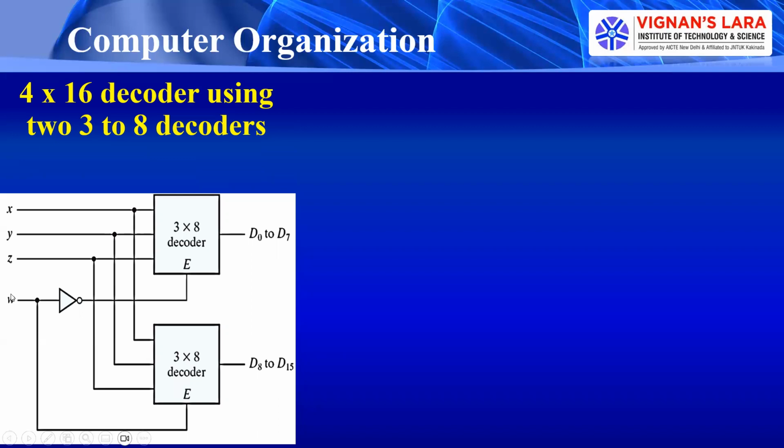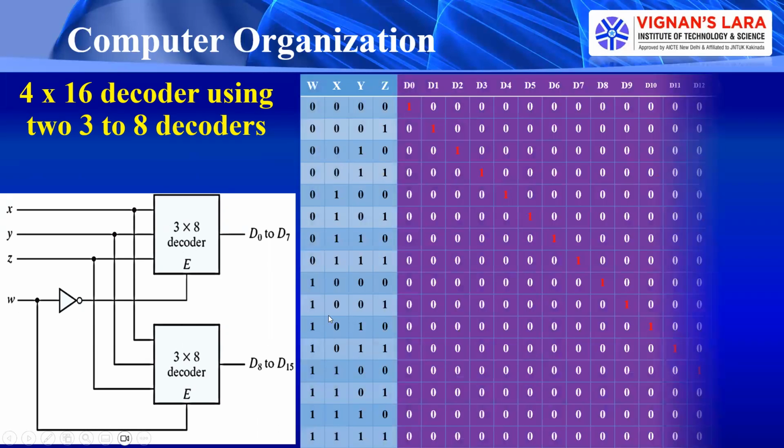So this W signal acts as the enable signal to these 2 decoders. And the selection of the outputs of these decoders we do with the help of the least significant 3 variables, that is X, Y, Z. So X, Y, Z are directly connected to the decoder inputs for selection of the outputs, and W is used for the selection of the enable input. That means it is used to select either the upper decoder or the bottom decoder.